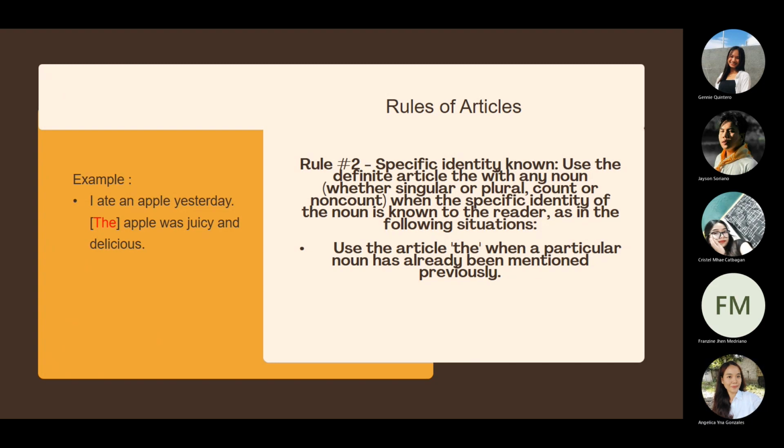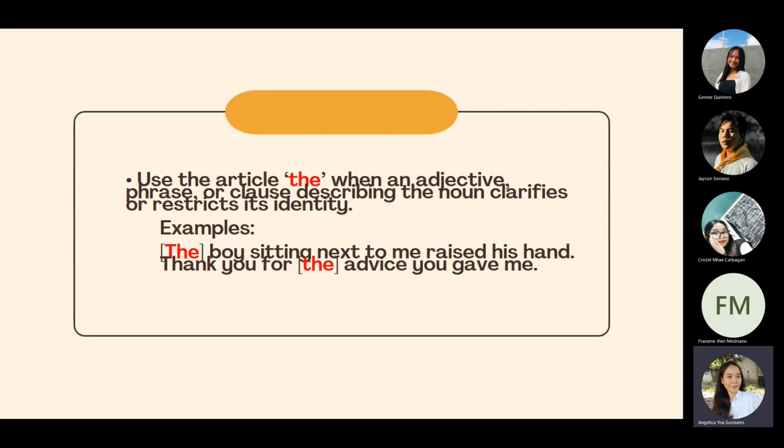Another point. Use the article the when an adjective, phrase, or clause describing the noun clarifies or restricts its identity. For example, the boy sitting next to me raised his hand. So the noun is the boy and is identified, but it restricts his identity. Who specifically is this boy? Right? The same with the next example. Thank you for the advice you gave me.